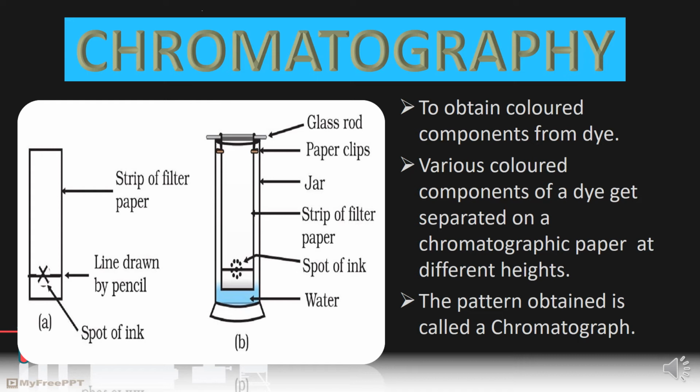You have to take a filter paper, normal or a chromatographic paper, on which draw a line with the help of a pencil, and then at the center of that line just put a drop of ink or any other color which you want to separate out. Now place this filter paper in a funnel or in a cylinder or a glass containing a small amount of water, but the level of water must be below the mark, and now leave it for some time.